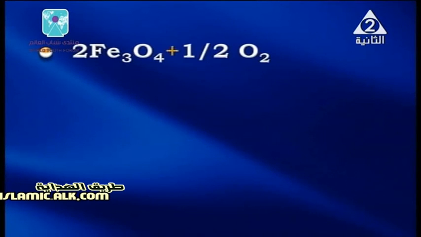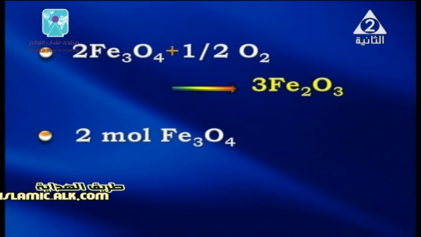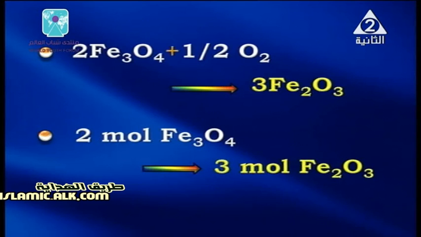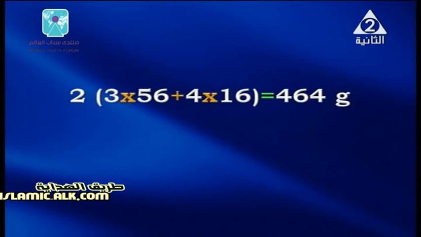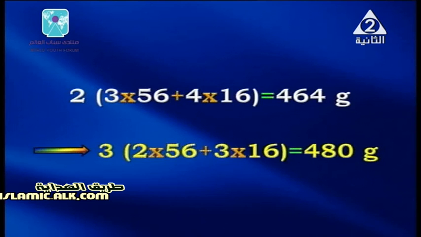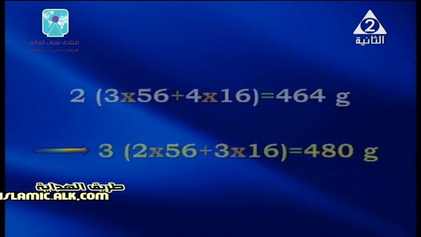Solution: here's the equation of the reaction. When the magnetite ore is oxidized into iron 3 oxide, the equation will be balanced as shown on the screen. So 2 mole of magnetic iron oxide gives 3 mole of iron 3 oxide. So 2 times (3 times 56 plus 4 times 16) equals 464 gram. That gives 3 times (2 times 56 plus 3 times 16) gives 480 gram.